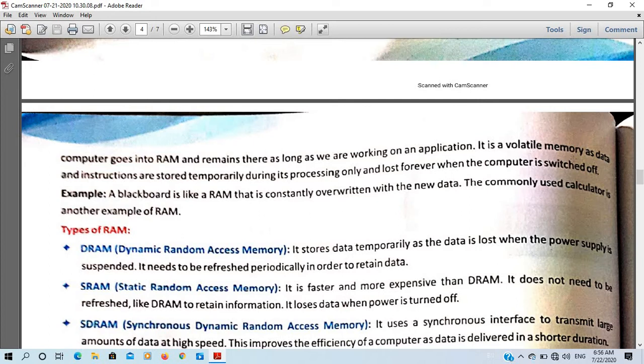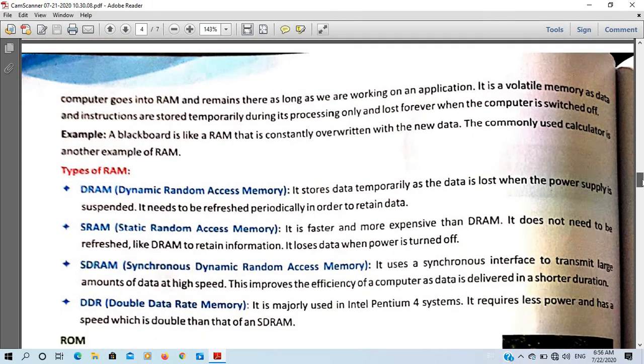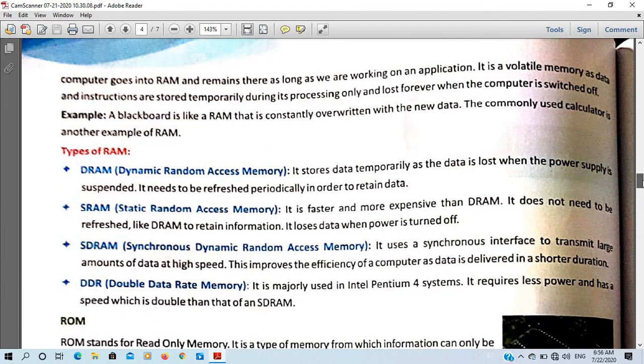It is a volatile memory, as data and instructions are stored temporarily during processing only, and are lost forever when the computer is switched off. I already explained this: whenever the power supply is cut, the data gets erased from the RAM, and there is nothing on the RAM. When we start the computer, that is also called the booting of the computer. During booting, all the important data from the hard disk gets copied into the RAM, and then our computer gets started.